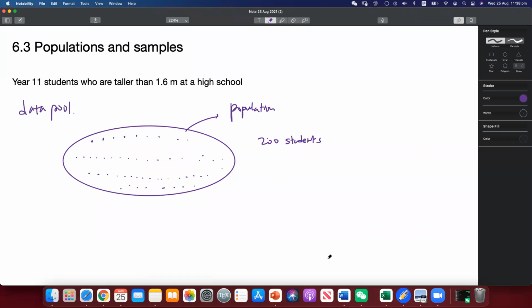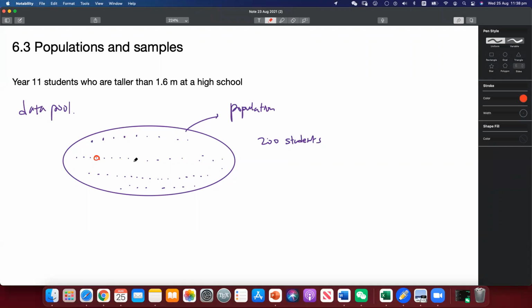But you are interested in the proportion who are taller than 1.6 meters. A more efficient way of doing this, instead of asking everyone their height, because some students might not be willing to tell you, and it might be hard to collect data in time, is to randomly choose some students from this data pool, some year 11 students.